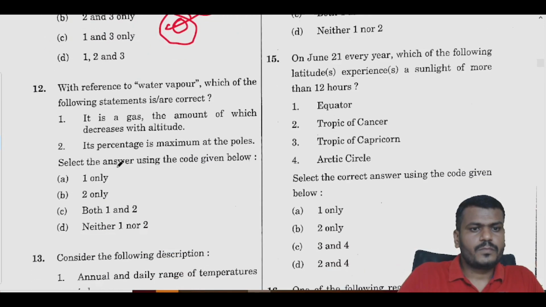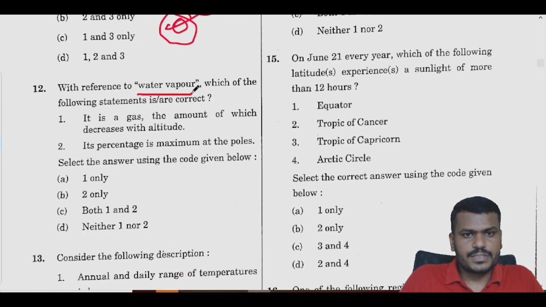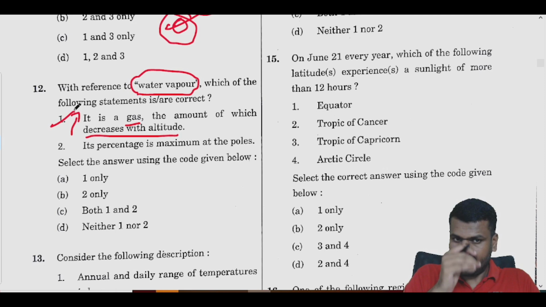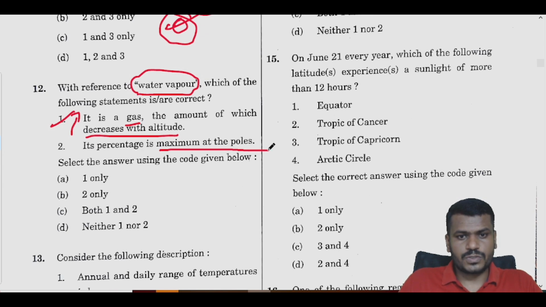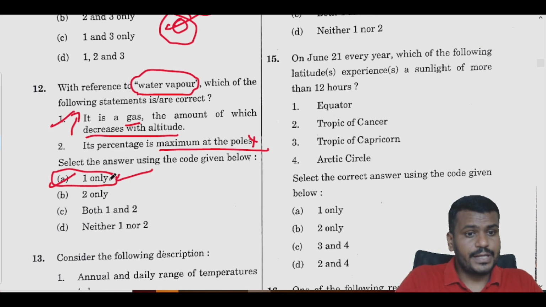Next, with reference to water vapor. See, water vapor related questions, particularly in ecology, they are asking these questions. Which of the following statements are correct? It is a gas, definitely. The amount of which decreases with altitude, yes. With altitude, meaning height, as it increases it will definitely decrease. Its percentage is maximum at the poles, no, that is not correct. It is not maximum at the poles, so the second statement is wrong. Statement 1 is the only correct one, guys.